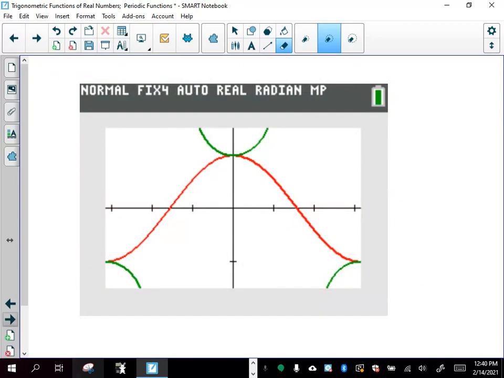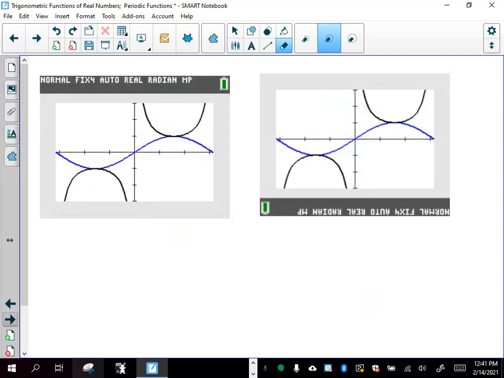So let's take a look at some pictures of what some of these graphs actually look like. This is a cosine graph here, and these green figures right here are what secant looks like when you graph it. You ignore the red one completely. The red piece here is cosine, and the green is secant.